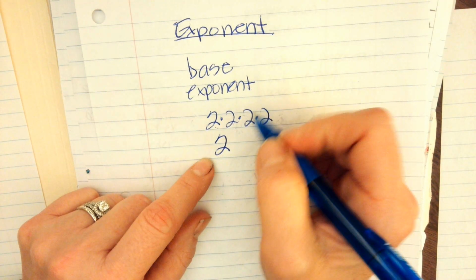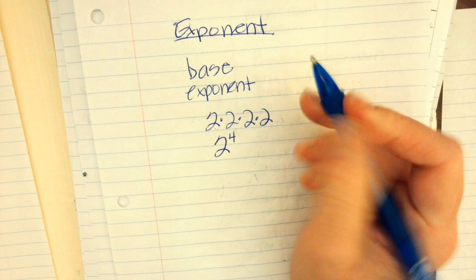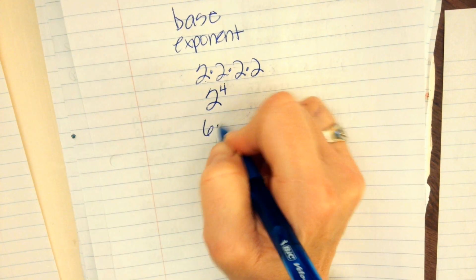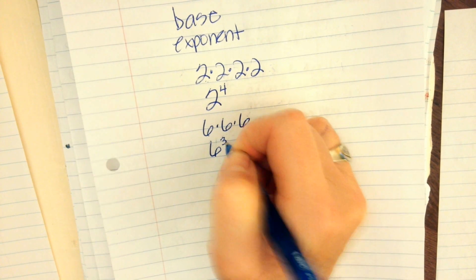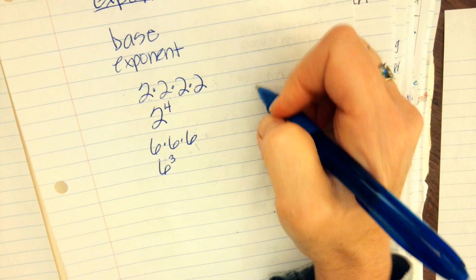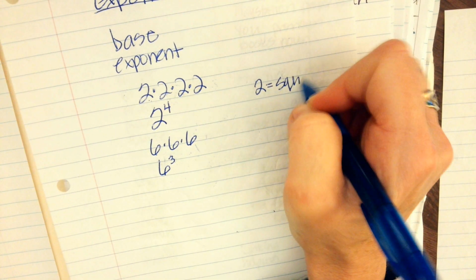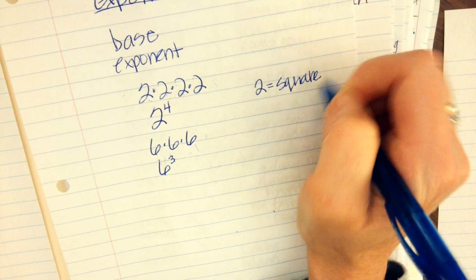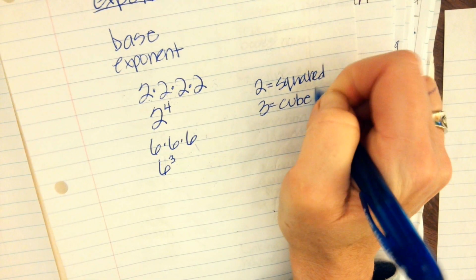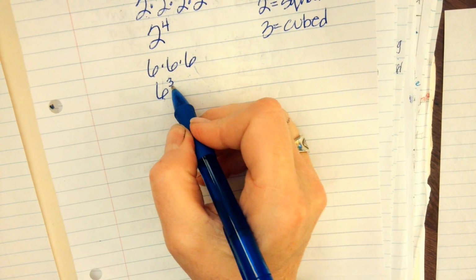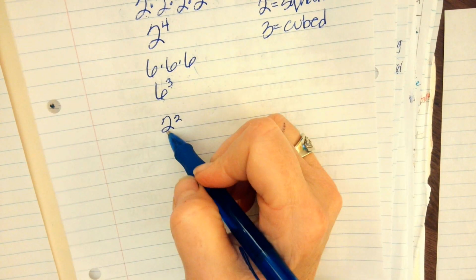number out. So this would be 2, and it's called to the power. So 2 to the 4th power. If you had 6 times 6 times 6, the base is 6 and the exponent is to the 3rd power. Now, they do something kind of crazy. When your exponent is a 2, they call it squared, so 2 squared. And when it's a 3, they call it cube or cubed. So you would say 6 cubed, and suppose you had something like that, it would be 2 squared.